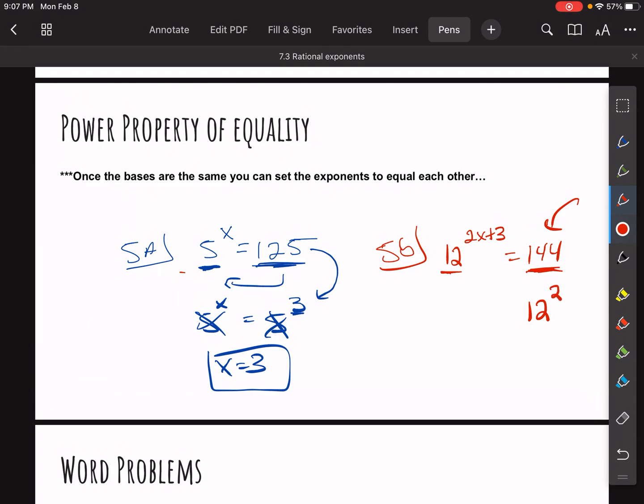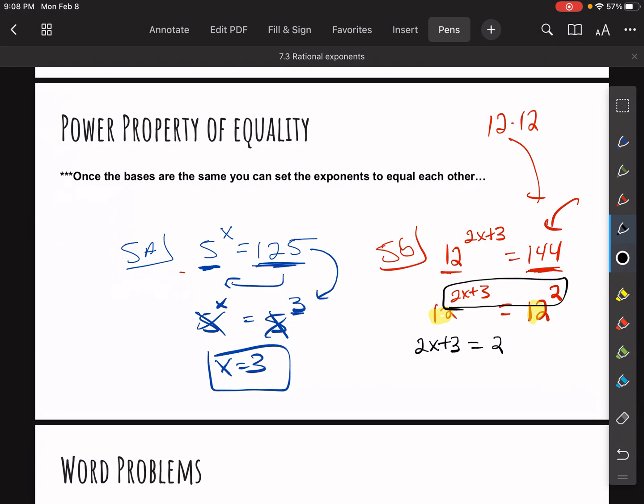If you didn't know that though, you could just start running through. You could do 12 times 12, and then you'd see right away that that's 144, so it'd be 12 squared. So I have 12 squared equal to 12 to the 2x plus 3. Once the bases are the same, we can forget about them now using our rule, the power property of equality, and I can just set these guys equal to each other. So 2x plus 3 is equal to 2.